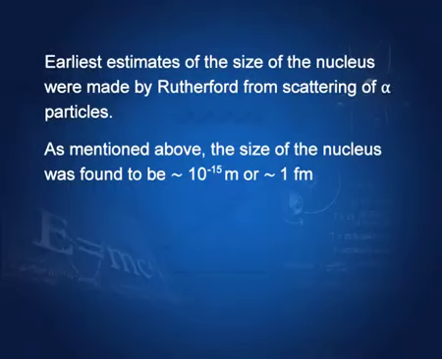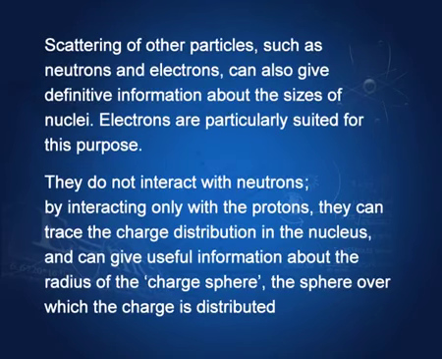Earlier estimates of the size of the nucleus were made by Rutherford from scattering of alpha particles. As mentioned, the size of the nucleus was found to be about 1 Fermi, 10 to the power minus 15 meters. Scattering of other particles such as neutrons and electrons can also give definitive information about the size of nuclei.